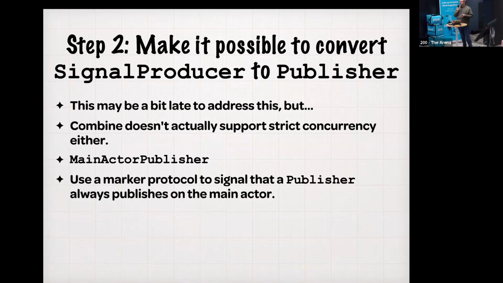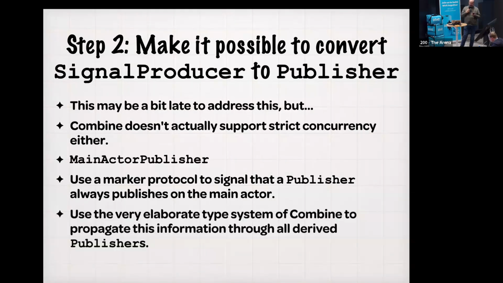And the idea here is that we created a new protocol that is like a sub-protocol of publisher, but it's sort of a promise that this publisher will always publish its values on the main actor. The idea here being then that when we have this promise, then we can use things like forcing it to use the main actor in cases where we don't know.